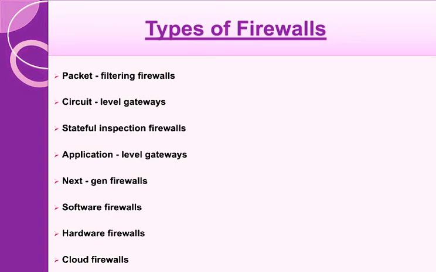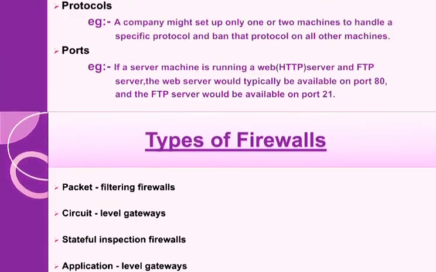Then, types of firewalls: packet filtering firewalls, circuit level gateways, stateful inspection firewalls, application level gateways, next gen firewalls, software firewalls, hardware firewalls, and then cloud firewalls. These are the types of firewalls.